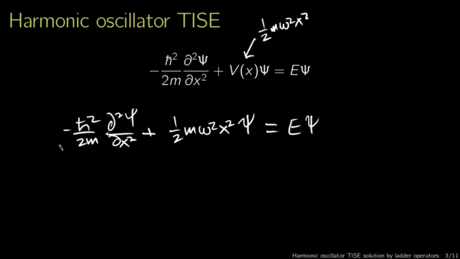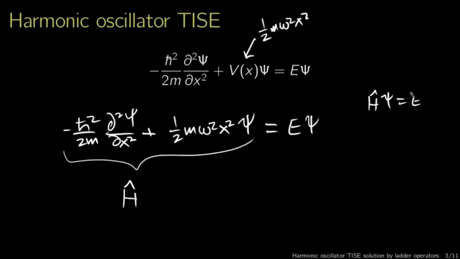So this here is the Hamiltonian operator. The time-independent Schrodinger equation is also often just written as H psi equals E psi, and that's fine. Let's take a closer look at this Hamiltonian operator. Maybe we can do something with it.